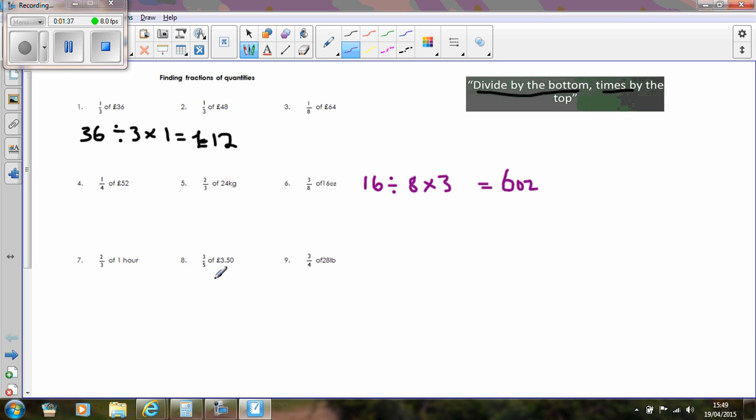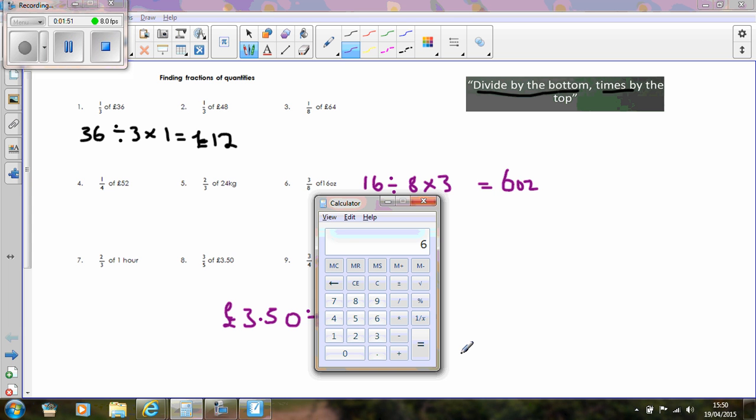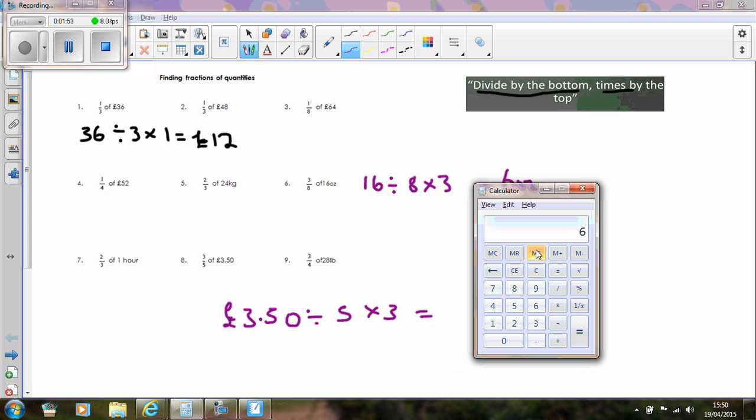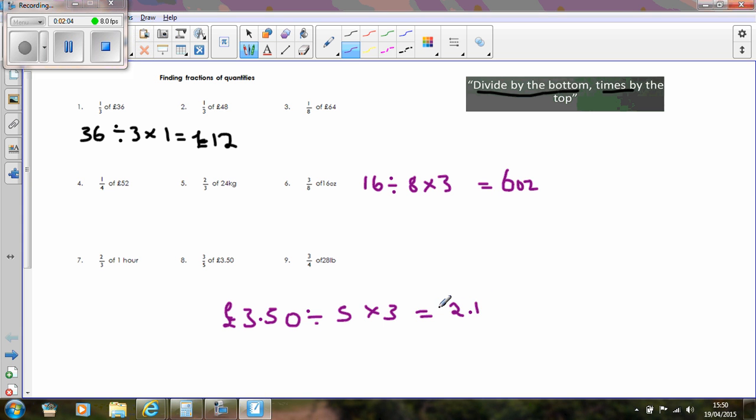Let's try this one. £3.50 is our amount, and we're dividing by the bottom of the fraction, which is 5, and we're timesing by the top, which is 3. So £3.50 divided by 5 times by 3 equals 2.1. Now remember, it's money, so 2.1 in money is the same as £2.10, so you have to add a 0 to the end. So the answer is £2.10.